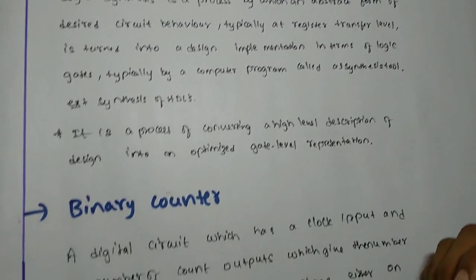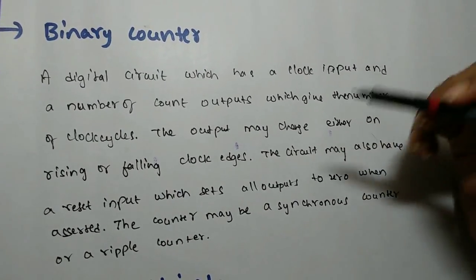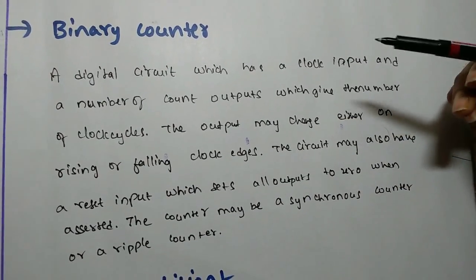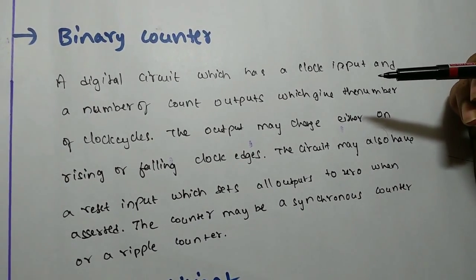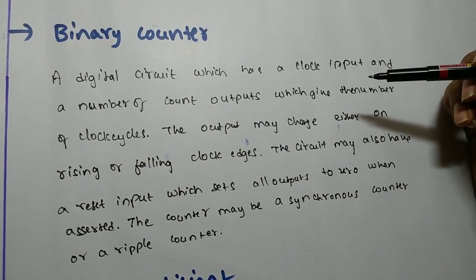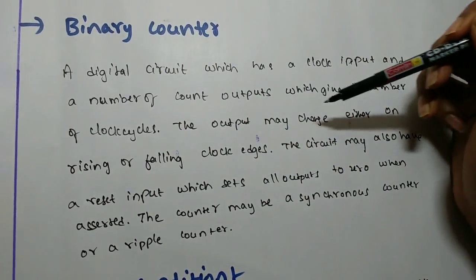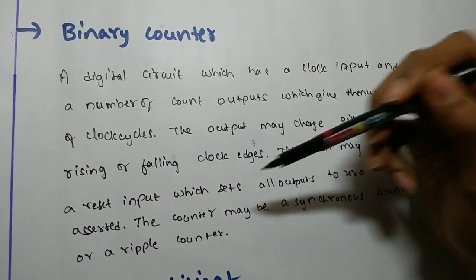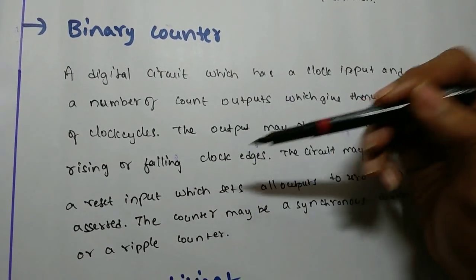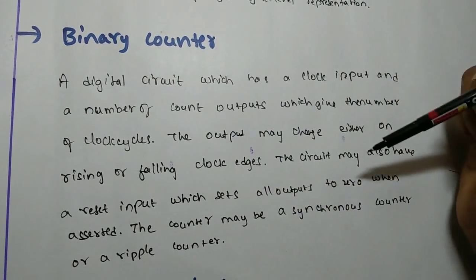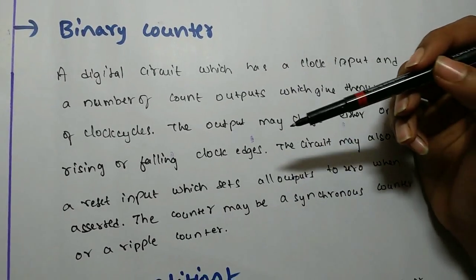Now coming to binary counter. Now I'm going to tell you only the definition of the binary counter. What is a binary counter? A digital circuit which has a clock input. So we already discussed, for the flip-flops we give the clock as the input, and a number of count outputs which give the number of clock cycles. The output may change either on rising or falling clock edges. The circuit may also have a reset input which sets all the outputs to 0 when asserted. The counter may be synchronous or a ripple counter.